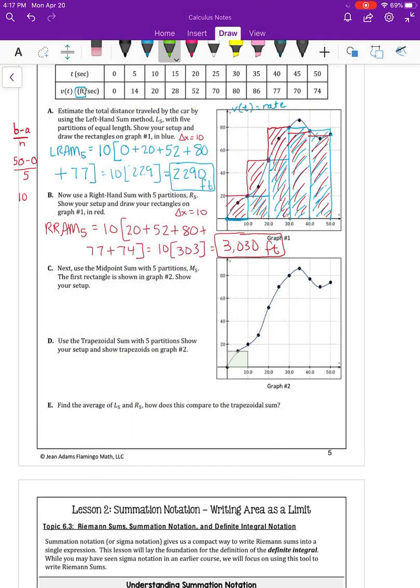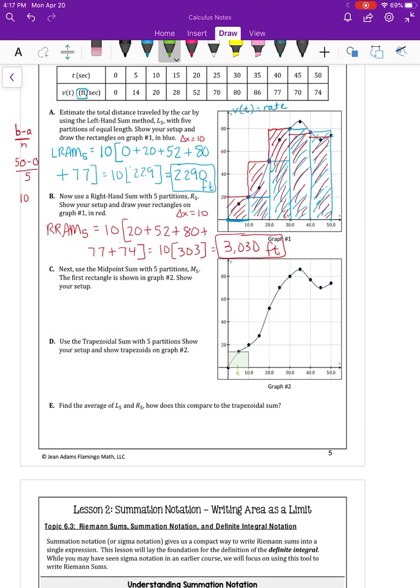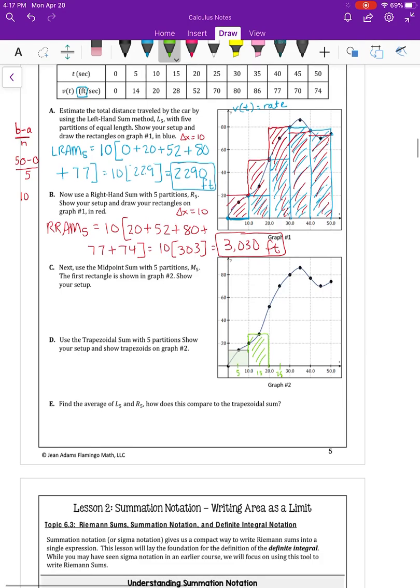So part C. Next, use the midpoint sum with 5 partitions. The first rectangle is shown in graph number 2. Show your steps. So this time it looks like they might want us to do green. So I'm going to get my green going again and see how the midpoint would be at 5 here. And so your midpoint here is going to be at 15. So you're just going to follow that midpoint point across, and you're going to calculate that area.